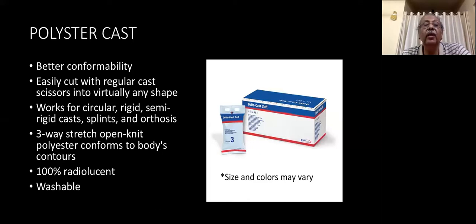Along with that, you have got the Delta Cast Dry, which is the padding material that is used along with these Delta Cast plasters, Delta Cast Soft. So that regarding the plasters and the uses of plasters which will be there in the ward.